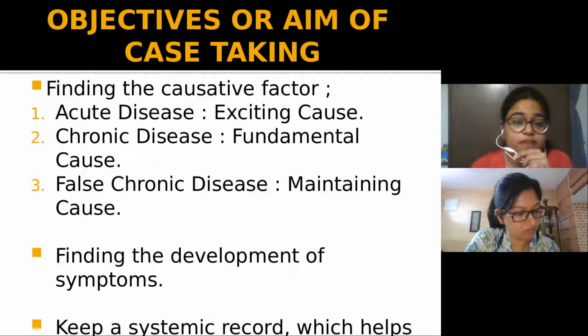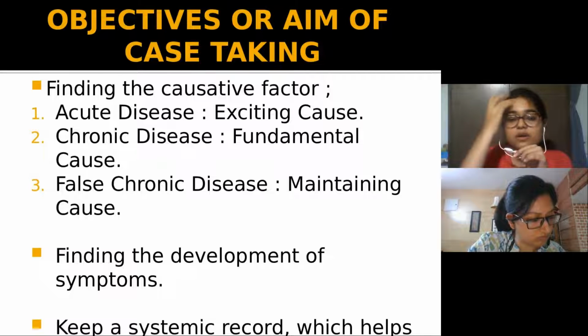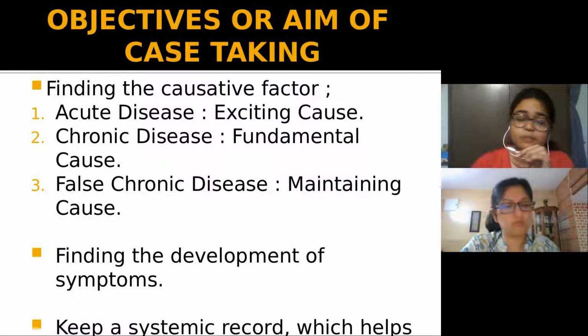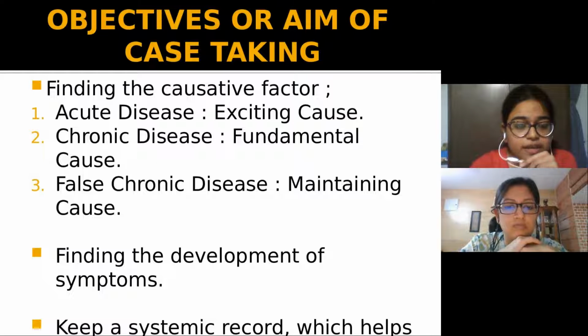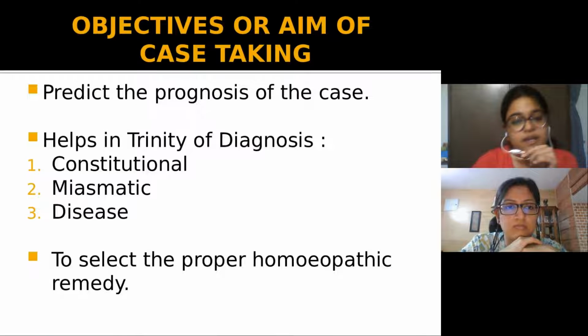Then finding the development of symptoms, like उसकी state of health से sickness तक आने में जो development symptoms क्या क्या आई है, क्या क्या disappear हुआ है, या फिर क्या नए symptoms develop हुए हैं, so finding the developmental history of the symptoms and keep a systemic record. Always keep a systemic record that will help us to observe the direction of cure. Like we know Hering's law of cure. So cure की direction क्या है, that case cure हो रहा है या फिर कुछ अलग direction में जा रहा है. So we have to keep a systemic record for that.